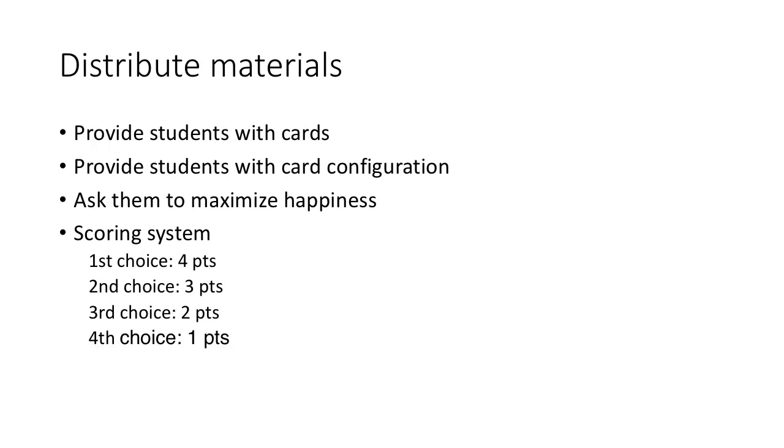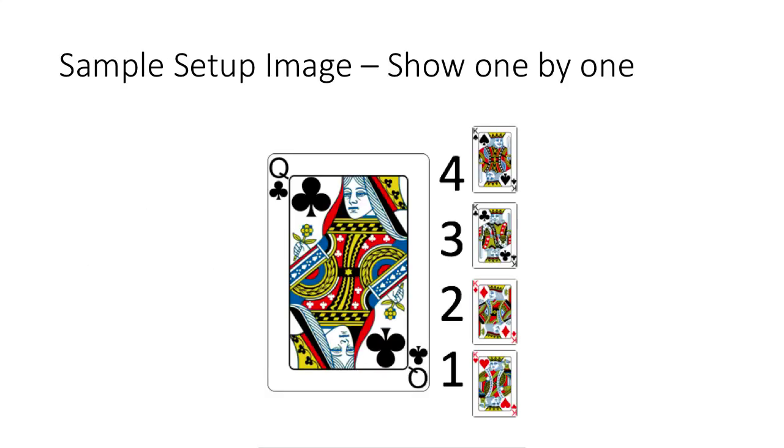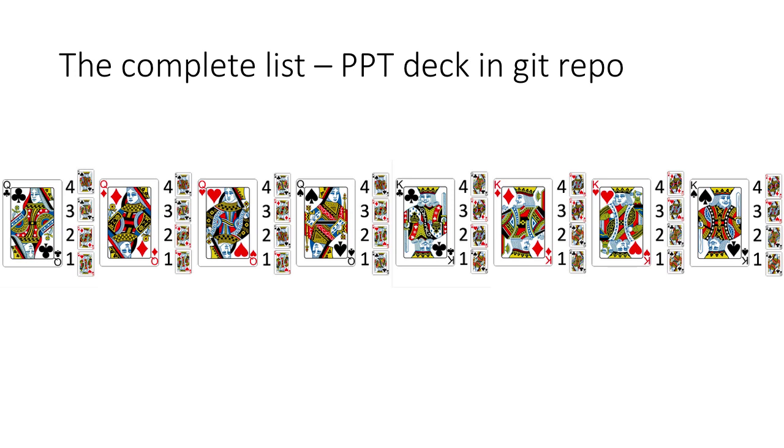This is the activity that they're going to carry out. In this case, you will be distributing the actual cards. These are the game cards. You will have the giant card and the small ones that indicate preferences. And you can see here how the scoring system is carried out. All of the materials will be in the classroom ready for you. You can see here a sample setup image, and there's also the configuration for the entire exercise.